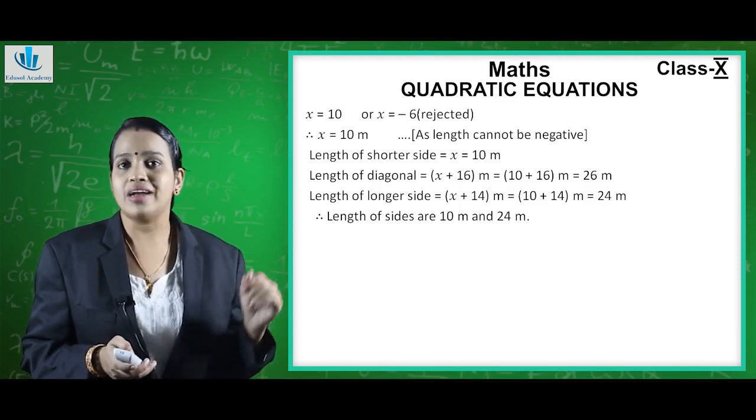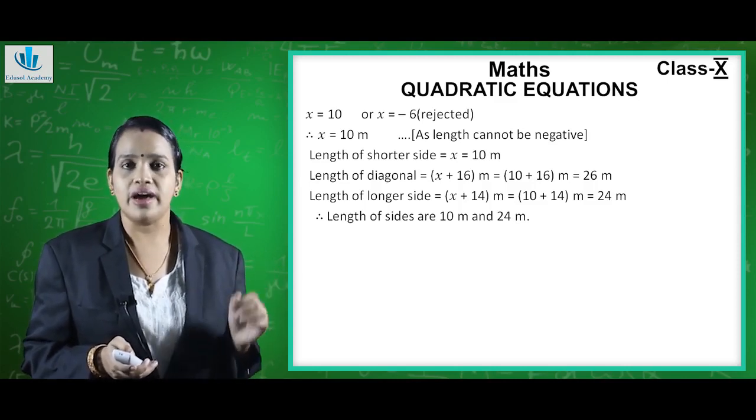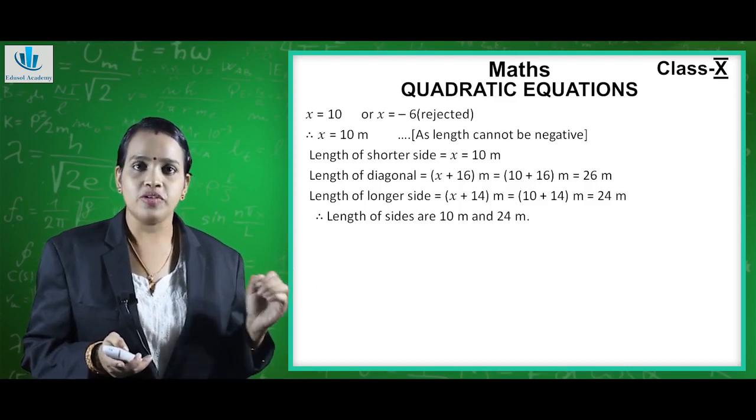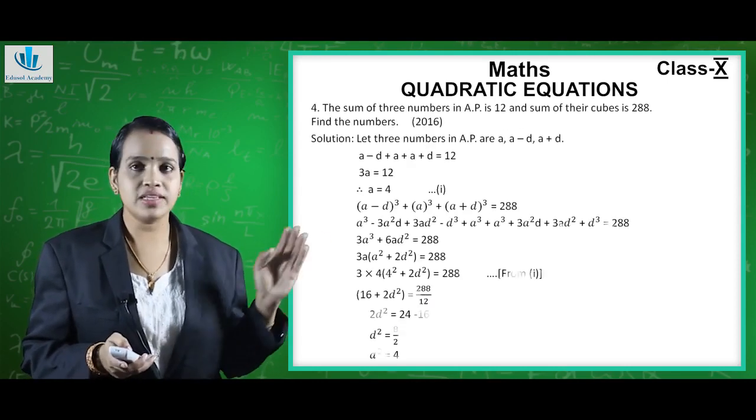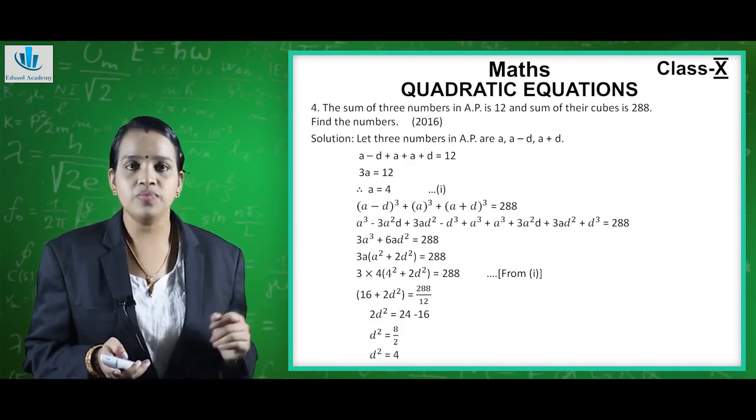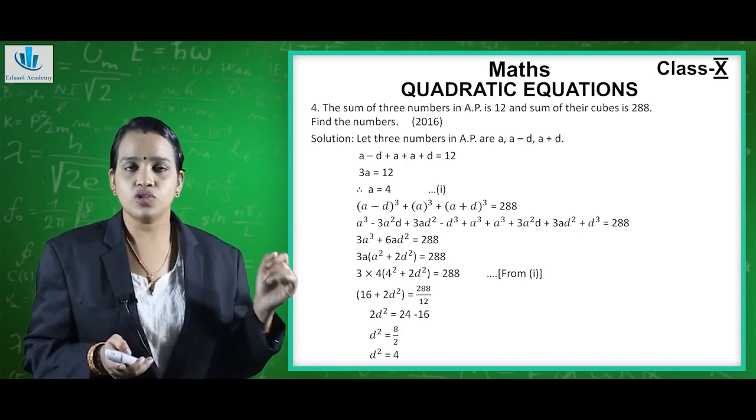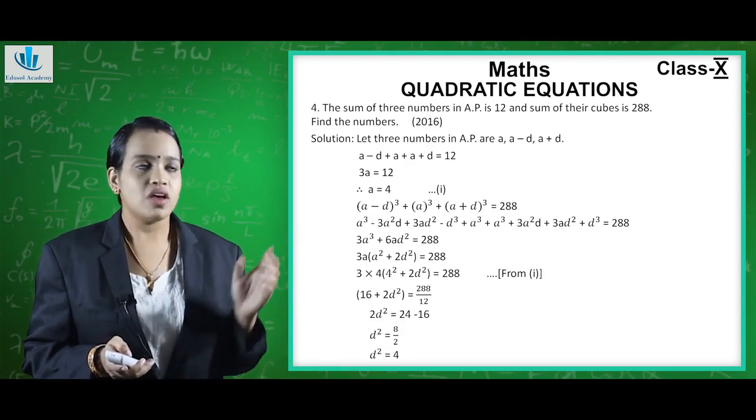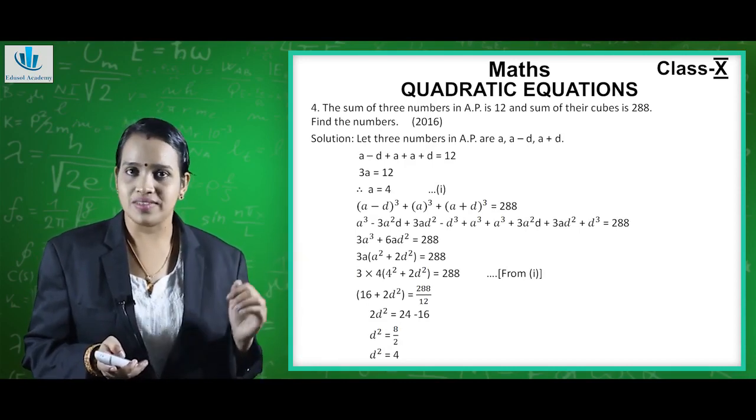So we can say that the length of the sides of the rectangle are 10 meter and 24 meter. Now our next question is: the sum of three numbers in AP is 12 and the sum of their cubes is 288. Find the numbers. This question has appeared in the year 2016.